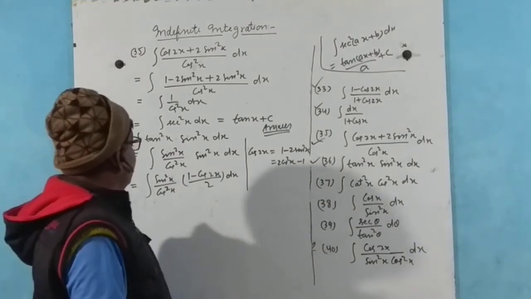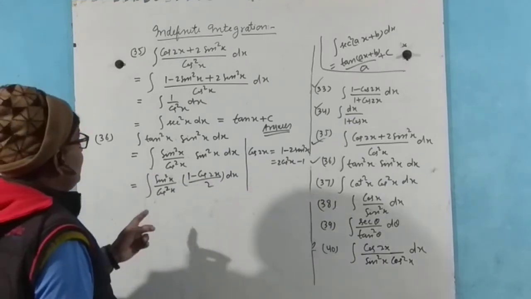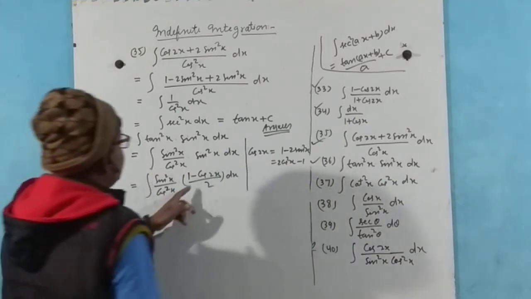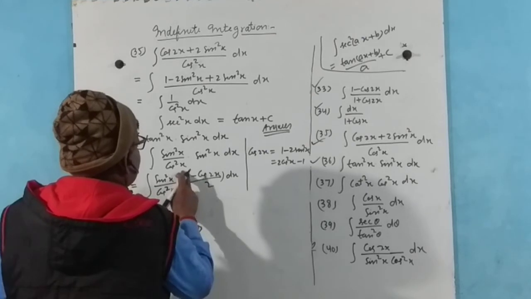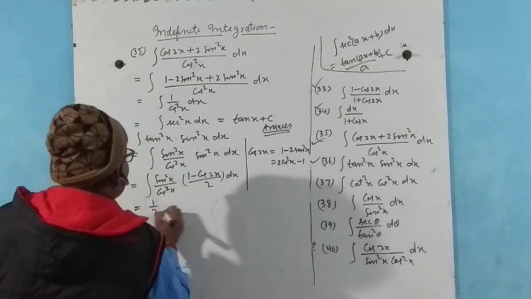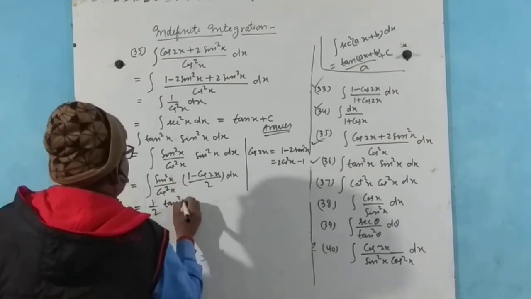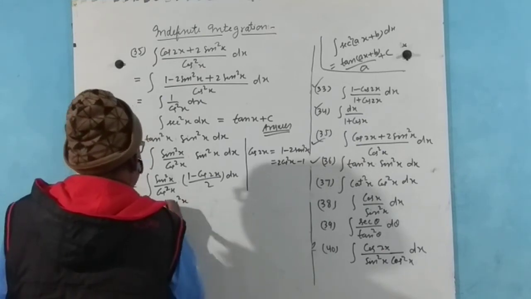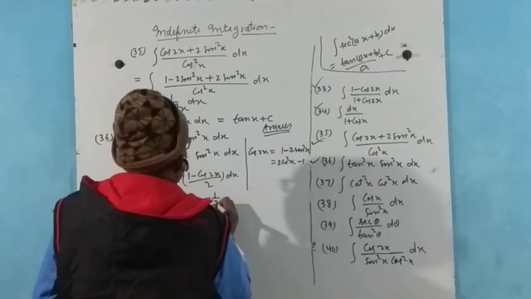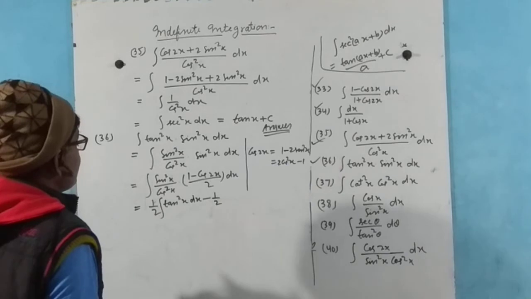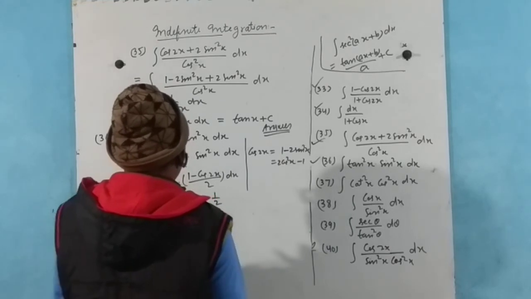And now we multiply this. In this case, sin square x by cos square x times 1 by 2, so that 1 by 2 here, this is tan square x, integration of this dx minus 1 by 2.